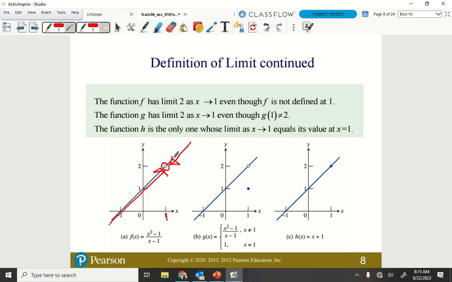Now on this one here, I have a piecewise. So from the left, it approaches 2. From the right, it approaches 2. But is the function defined at 1? No. Say yes. Yes. Why?